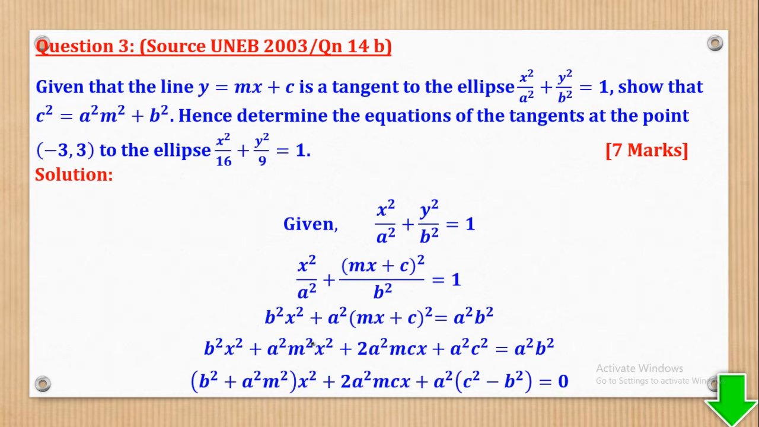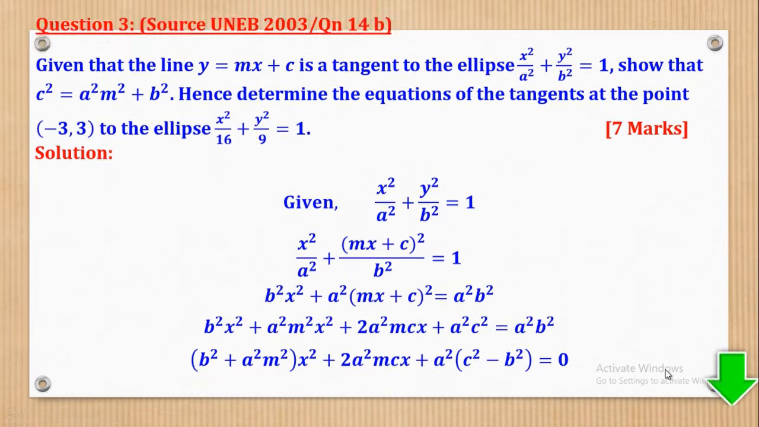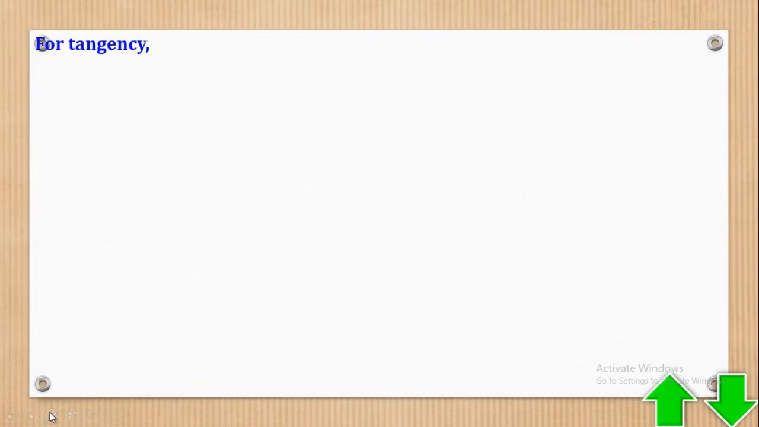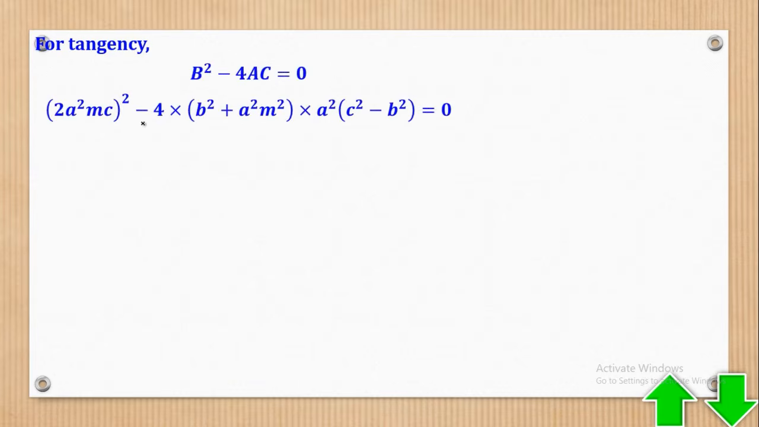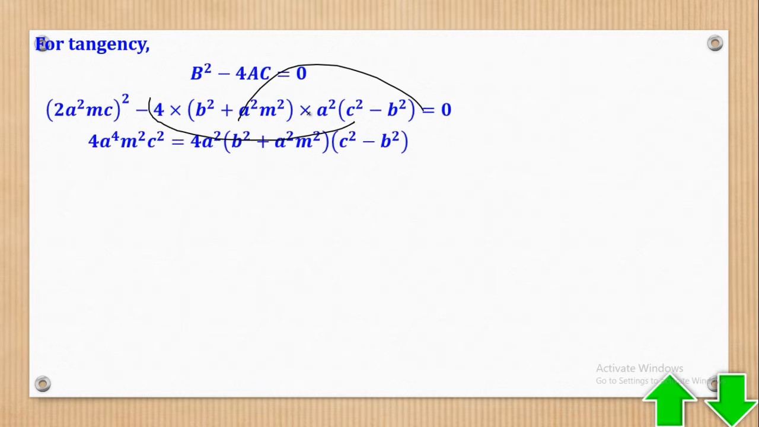Then do that. So collect like terms. After collecting like terms, you come here and remember that for tangency, discriminant is equal to 0. Substitute for B, A, and C to come up with that. Then take the whole of this side to come up with that. Then reduce by 4a squared to come up with that.